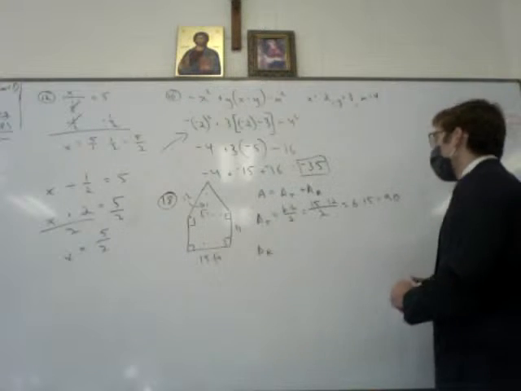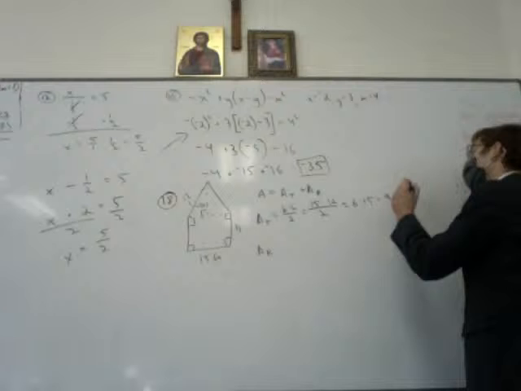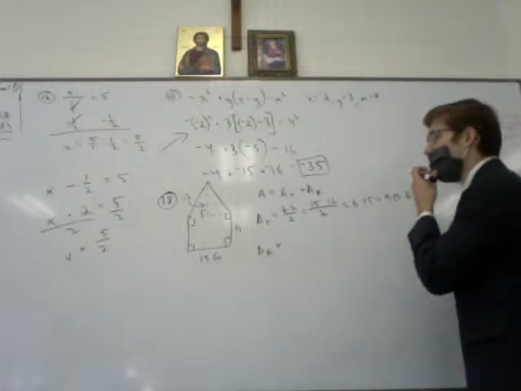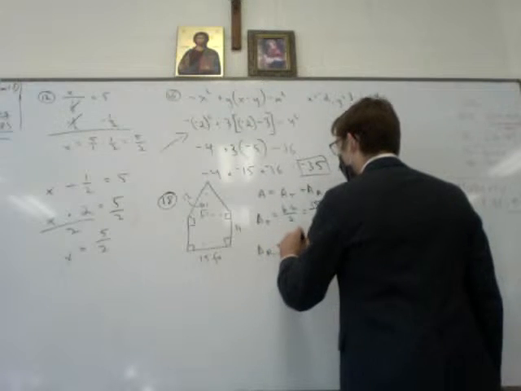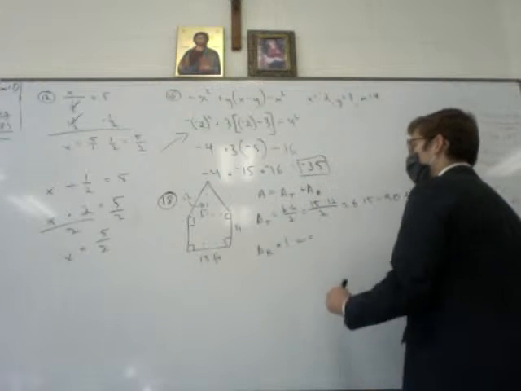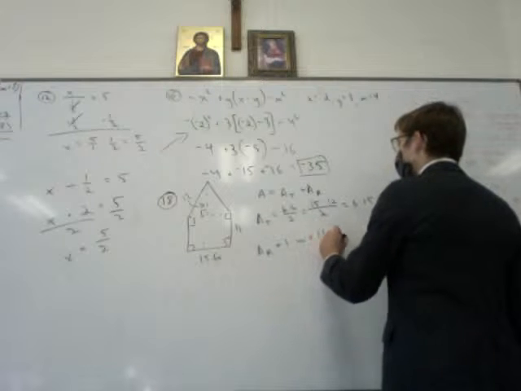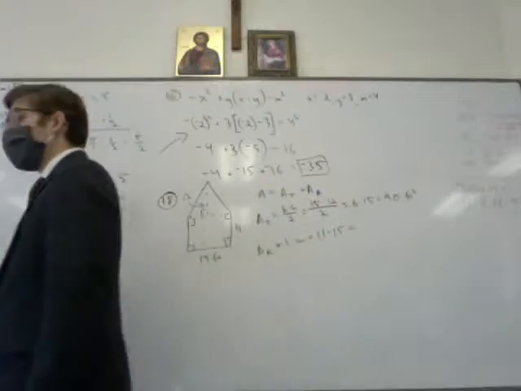Okay, so 90, what's the unit? 90 what? Feet squared. Yes, 90 square feet. All right, now the area of the rectangle, formula for the area of a rectangle: length times width. What's the length? It is 11. Width is 15. Area is 165 feet squared.